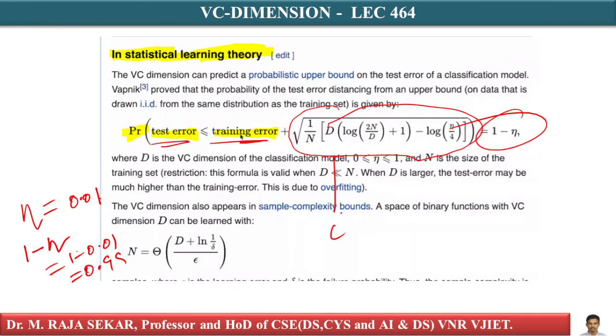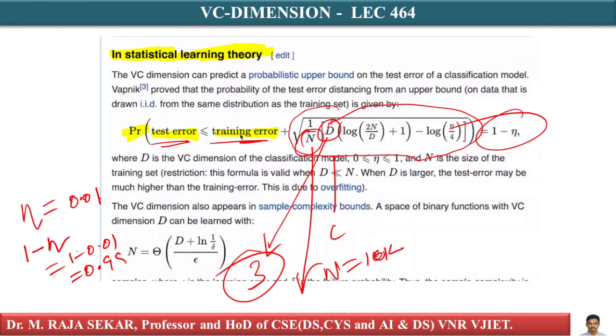If you are using a linear model, you know that for a linear model, capital D equals 3. Let me assume your capital N equals 10,000 points, 10K points, in your test data, and your eta equals, let me say, 0.001. You can plug in all these values and simplify this. You will get some value C here, isn't it?